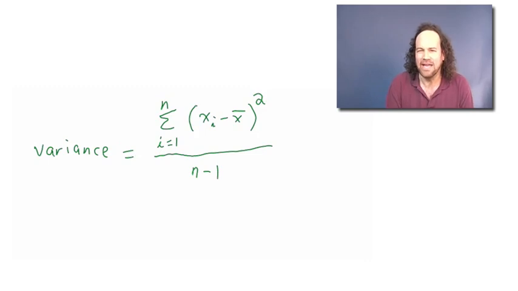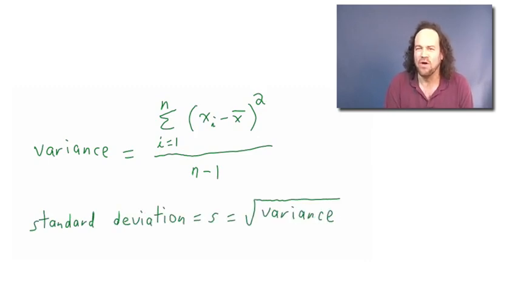Finally, if we want to undo all those squares that we did, we can take a big giant square root. So once we take a square root of 1 over n minus 1 times the sum of the squares of all the deviations from the mean value, that gives us what's called the standard deviation. It's a bit complicated, but it turns out to be a very important measure of the spread of some data.